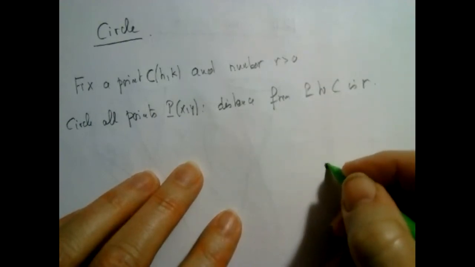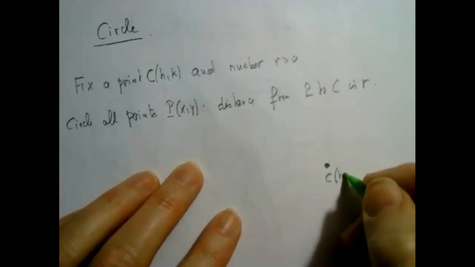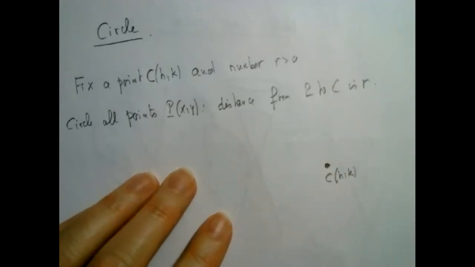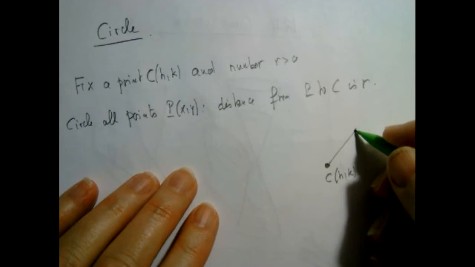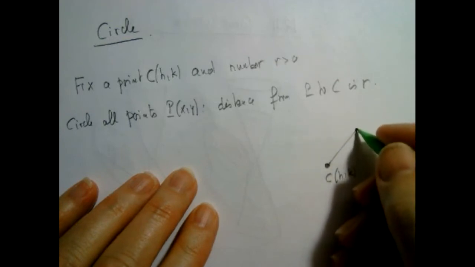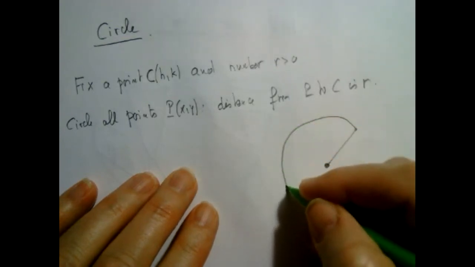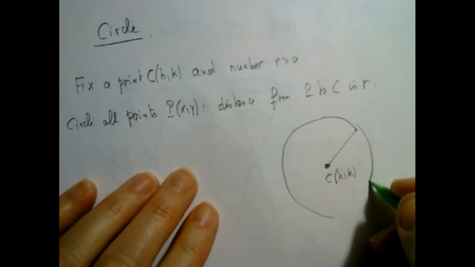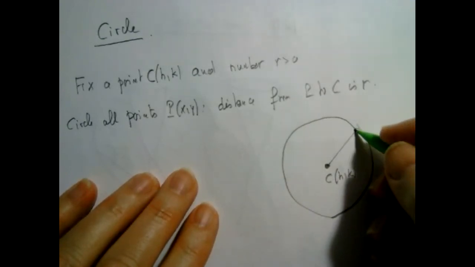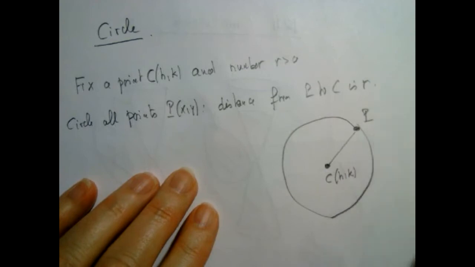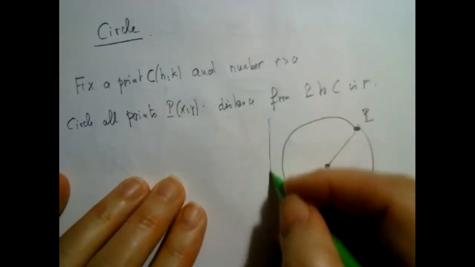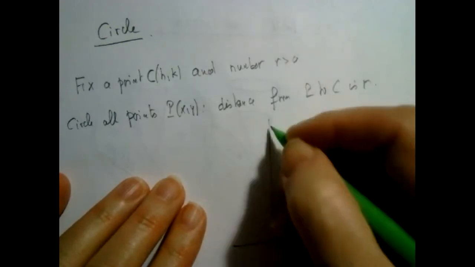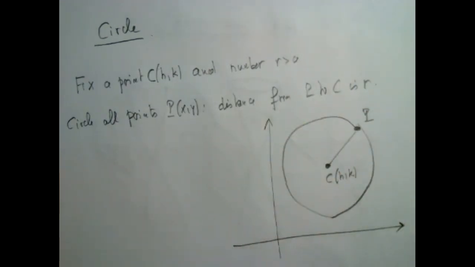So you fix this point (h, k), and the circle is all the points whose distance to here is r. I take this point and draw all the points whose distance to the center is r. All the points P that satisfy this condition. There are infinitely many points, and we get what you guys know, an honest to goodness circle. Okay, so now what's the equation of a circle?